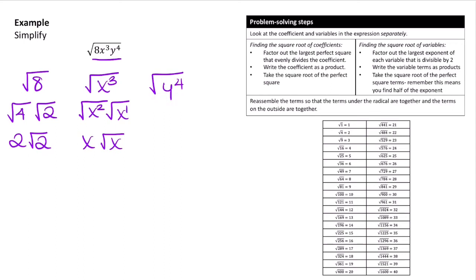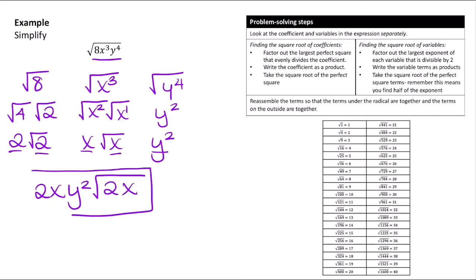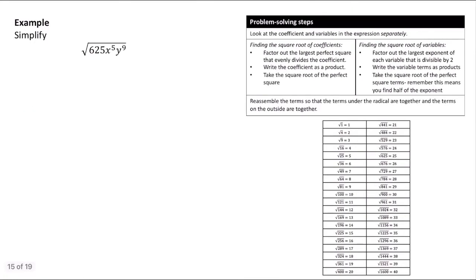Now my next variable term is a y to the 4th. Well, the nice thing here is y to the 4th is divisible by 2, so I can just take half of the exponent. So that's just going to become a y squared term. So now all my terms that are in pieces right now, I'm going to combine. I'm going to put everything on the outside, so I have 2x and y squared that are outside the square root, and then everything inside the square root, I just put under my square root sign. So I have 2 and I have x. My fully simplified answer.